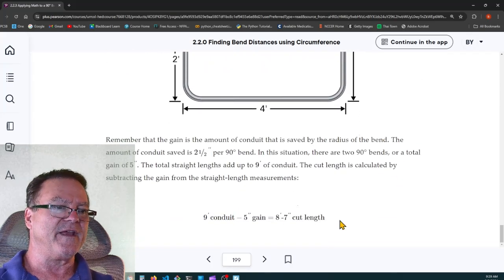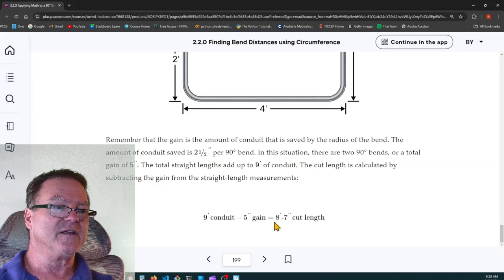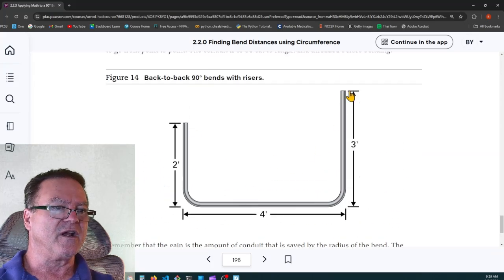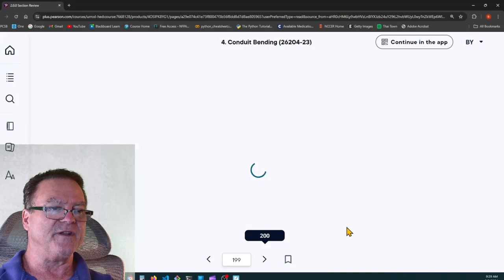Let's see what they came up with. 9 feet minus 5 inches of gain, because we had 2 90s. Each 90 is 2.5 inch gain, so we ended up with 8 foot 7 inch. And they're saying that you can cut this pipe beforehand and then bend your 90s. I never did that. I would always just bend the 90s first and then cut it off at the desired length and thread the conduit if that's what you need to do.